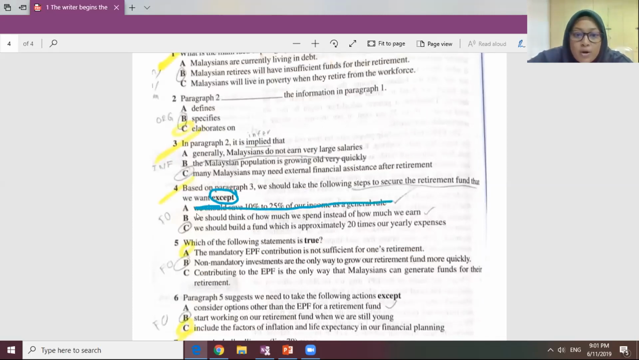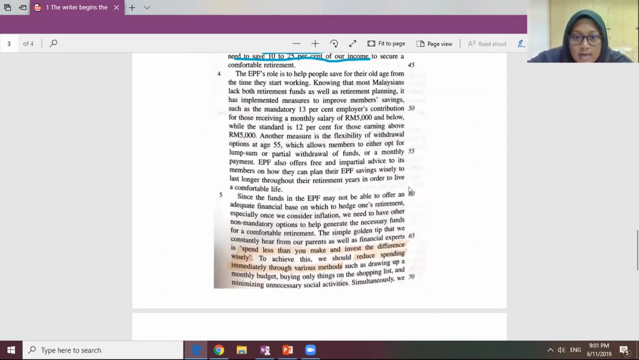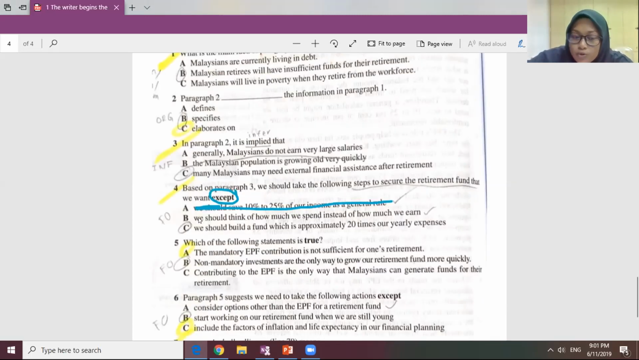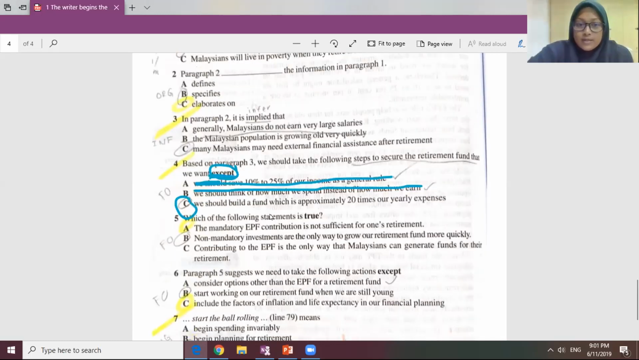B, we should think of how much we spend instead of how much we earn. So you go to the text and see whether the sentence is there. I found it here: "We should think of how we spend, not how much we want to earn." So this sentence is also true. So you have to cross the answer because the question wants the false statement, not the true statement. So the answer will be C. That's how you answer FO questions.